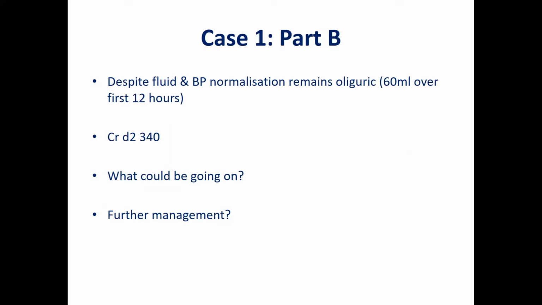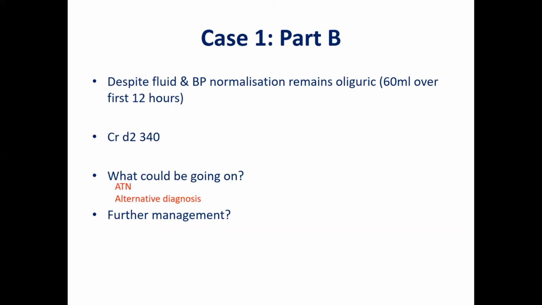So you give her fluid, you get her blood pressure back to normal for her, but she remains oliguric. And by oliguric, I mean she's passing less than 0.5 milliliters per kilogram per hour of urine. And over the first 12 hours, she passes the equivalent of about 5 milliliters per hour. And her creatinine's gone up on day 2. The question is, what's going on? And what are you going to do next?